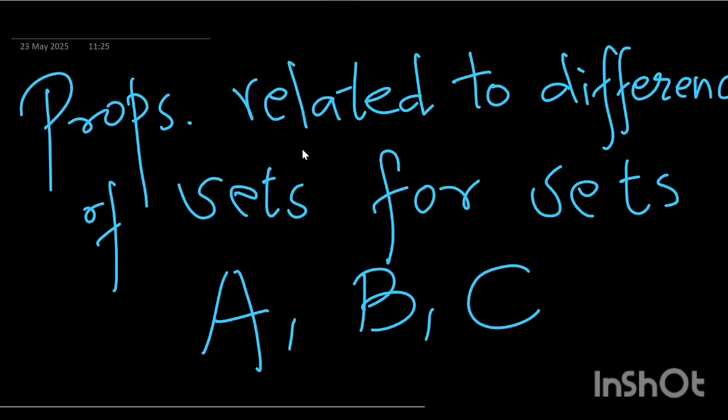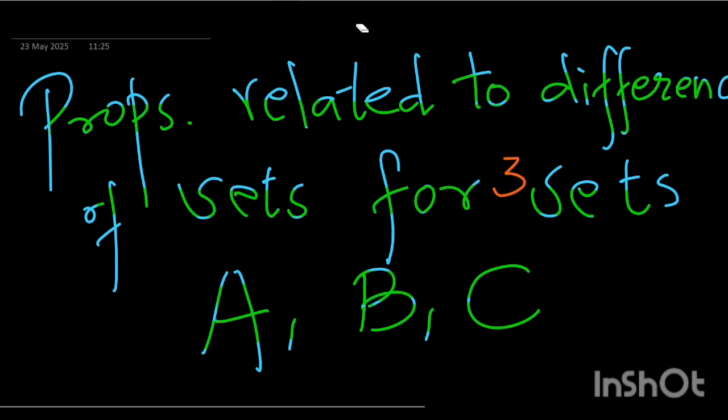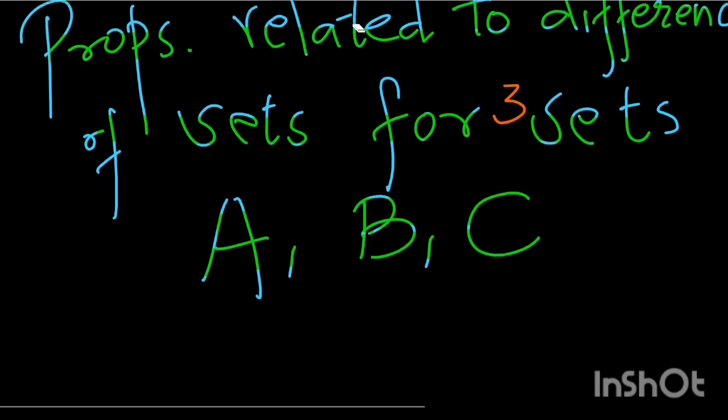So guys, let's see some properties related to difference of sets. We have seen some properties related to difference like A minus B. There were only two sets only, but this time we will see the properties related to difference of sets for not only two, but there are three sets involved. Okay, so there are three sets A, B, C involved, and we'll see the properties related to them where difference and union intersections are involved.